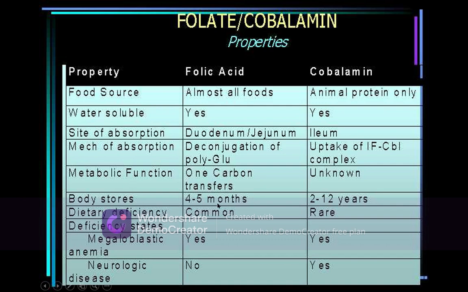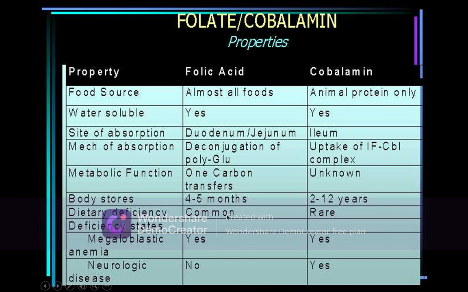So body stores of folate are 4 to 5 months at most, or weeks. But here it is almost 2 to 12 years; the mean is 3 to 5 years. In the liver it is stored. So its deficiency will occur after many years. And folate deficiency occurs in months, 1 or 2 months.